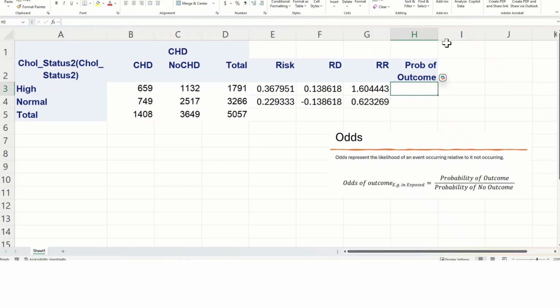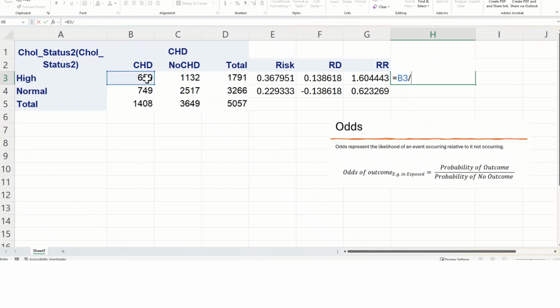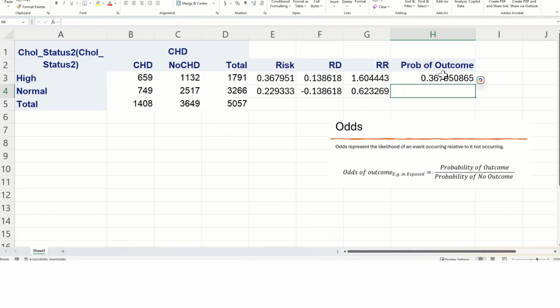Okay, so the probability of outcome, let me make it a little nicer. The probability of outcome is the number of individuals who develop chronic heart disease divided by the total individuals in that group, which is 1791. So this is the same as the risk. So the probability of outcome among high cholesterol individuals is 36.8%. Similarly, we can just drag it down and it will give us the right value.